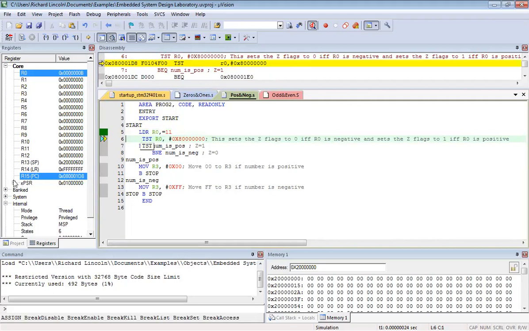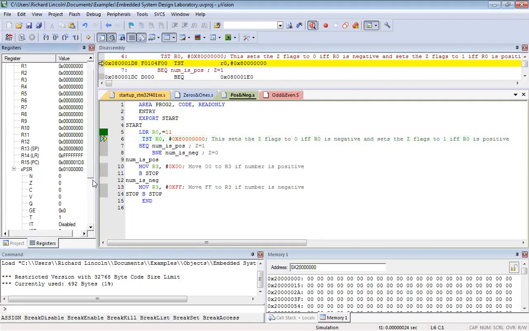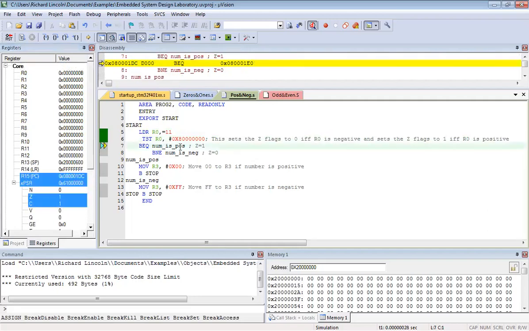Then we will open up this as well, right? So it is going to check if it's equal. Is it equal? Is the zero flag going high? Yes, the zero flag is going high. Why is it going high? Because the MSB bit is 0 and 1 into 0 is 0, so the zero flag is set. So you can see the zero flag is set.